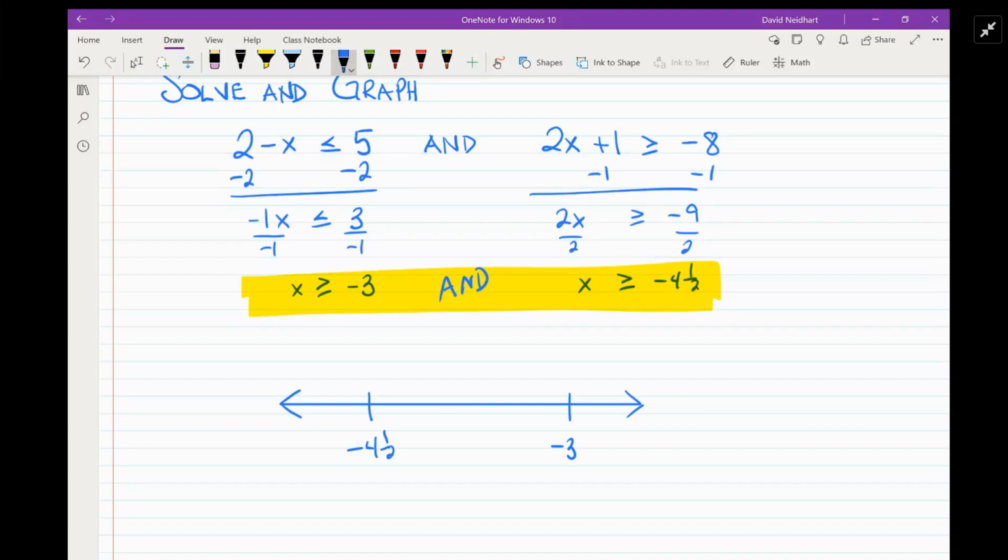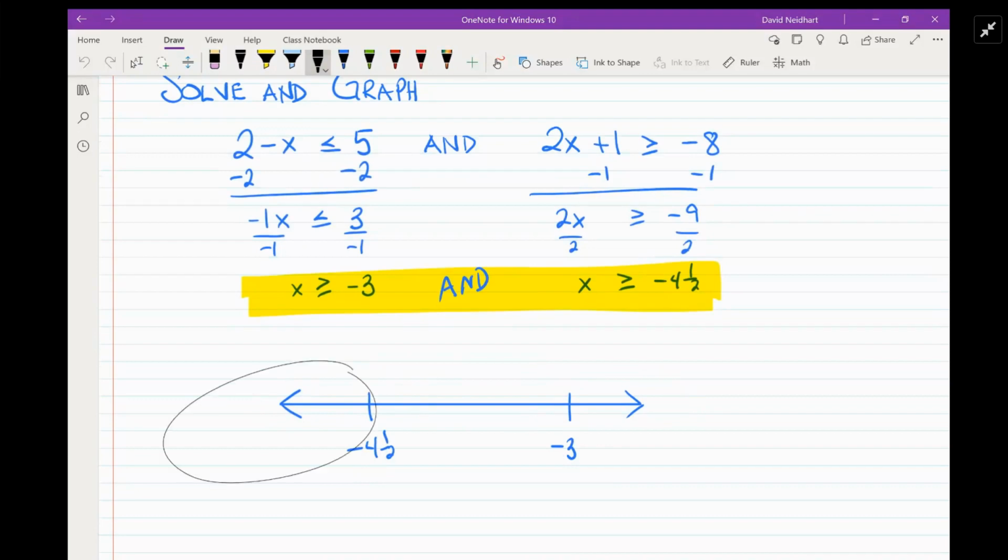How can it have 5 sections? We know that we have a left section, a center section, and a right section. The other 2 sections are the single numbers. Negative 4.5 I'm calling a section, and negative 3 I'm calling a section. So we're going to take a look at those 5 sections one at a time and decide if they should be filled in or shaded in on the graph.